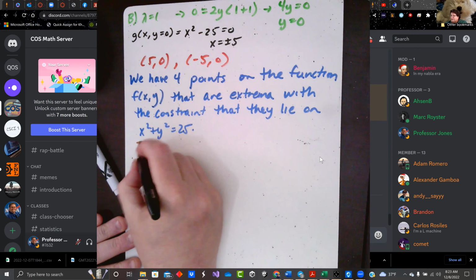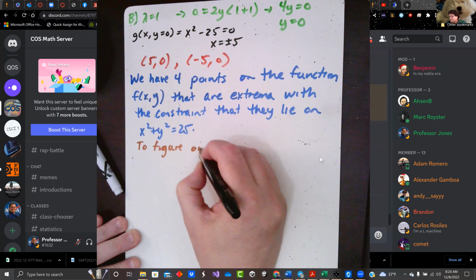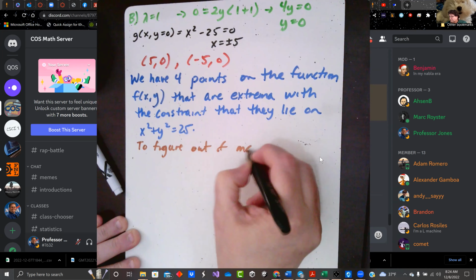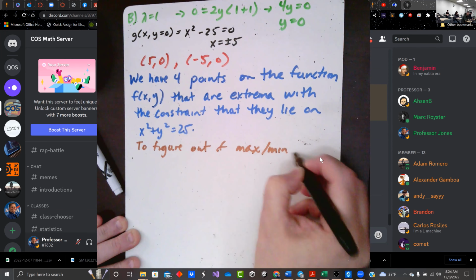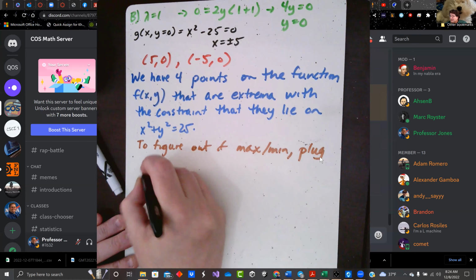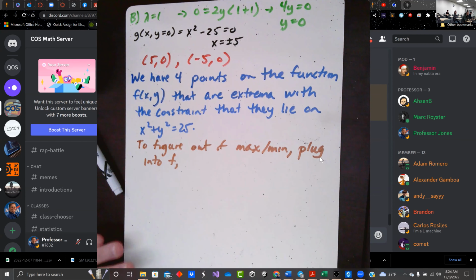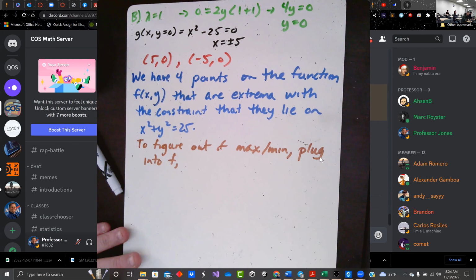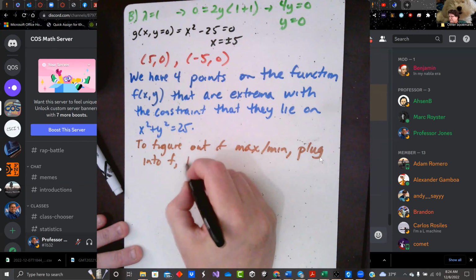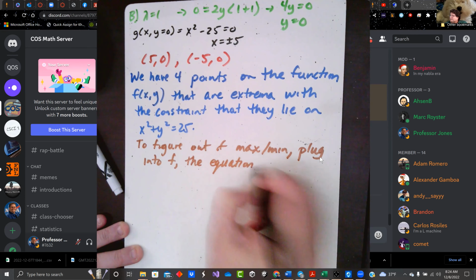To figure out if they're maxes or mins, plug them in. Sorry, that was g, x squared. Wait, plug into f. Okay, never mind. Because f is the equation we are trying to maximize or minimize.